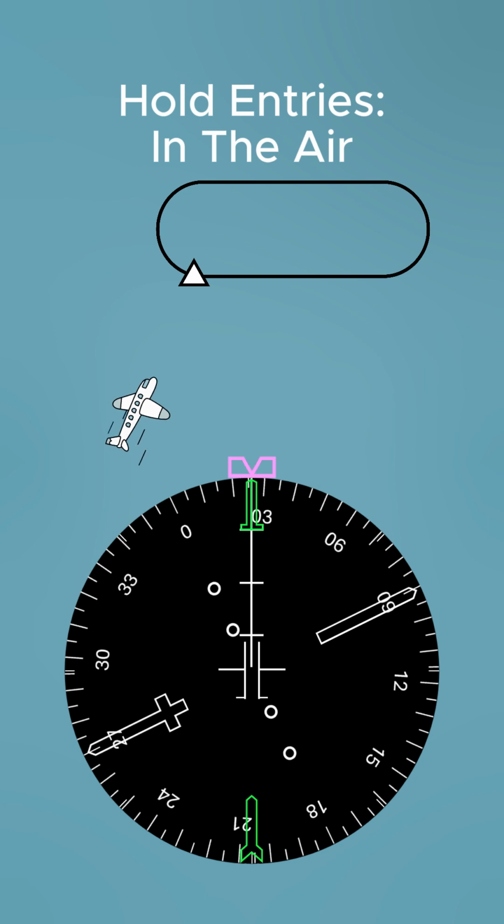The aircraft is flying a heading of 026 towards the holding fix, which in nil wind is also its track. The course is set to the hold inbound track, 270 degrees. So let's picture the entry.